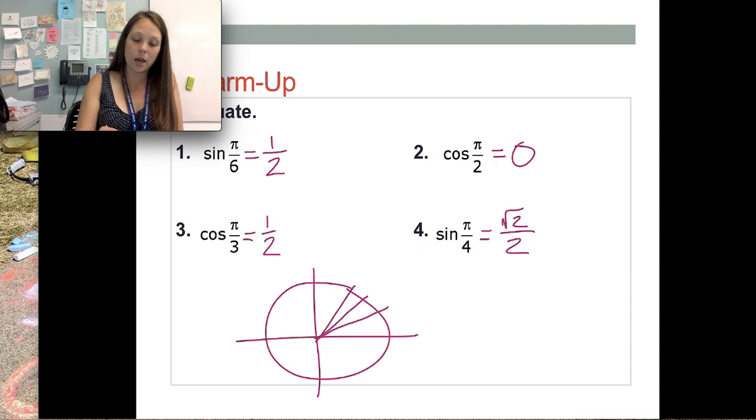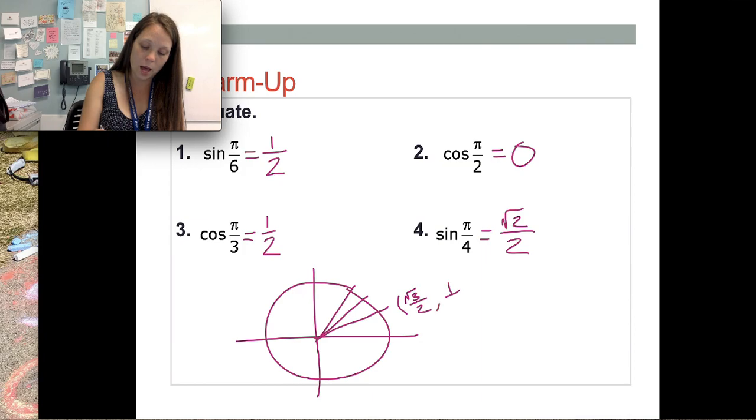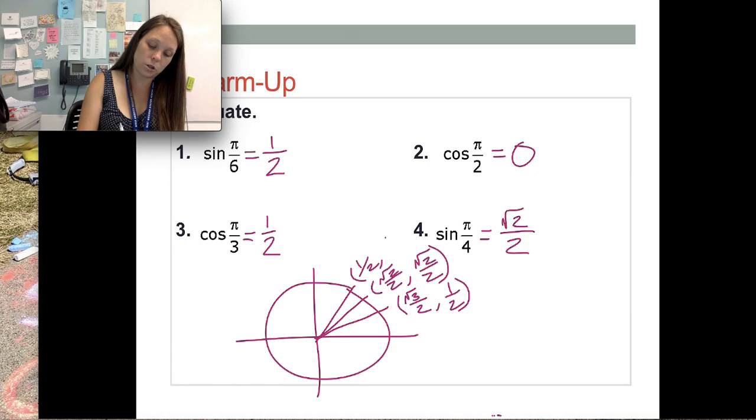giving us the ordered pairs of, let's see here, this one is root 3 over 2, 1/2, root 2 over 2, and root 2 over 2. And then for pi over 6, it's 1/2, root 3 over 2.